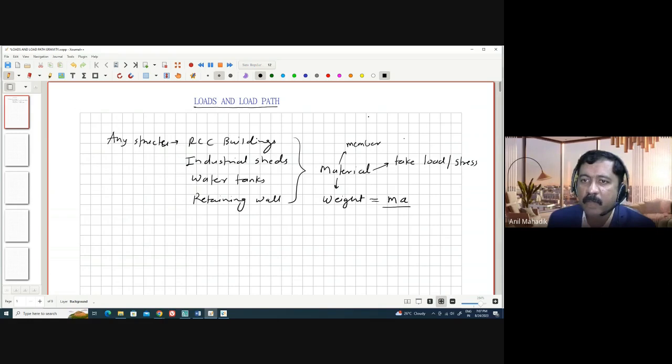The material may be steel, RCC, that is concrete, or timber. Different materials are there for construction. Whatever material you are using, it will have its weight, self weight, in the direction of gravity. As it is in the direction of gravity, we call it gravity loads. Now in gravity loads, there are two types of loads, dead loads and live loads.